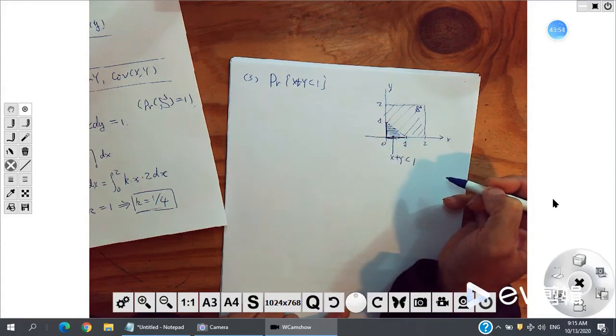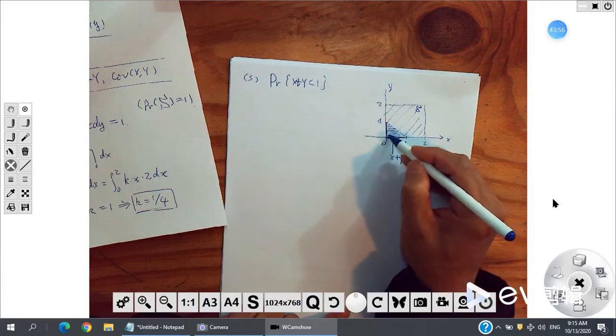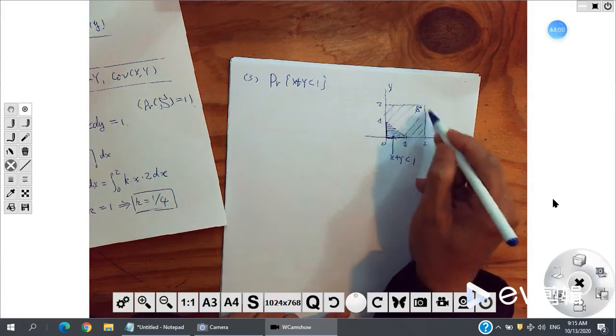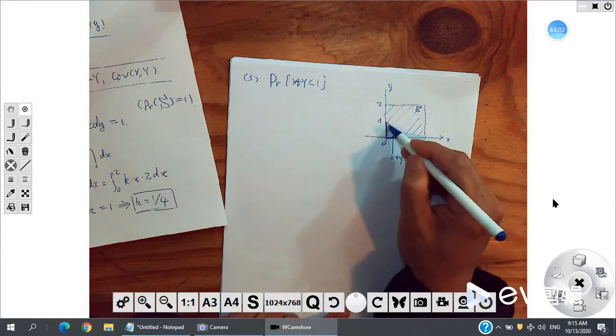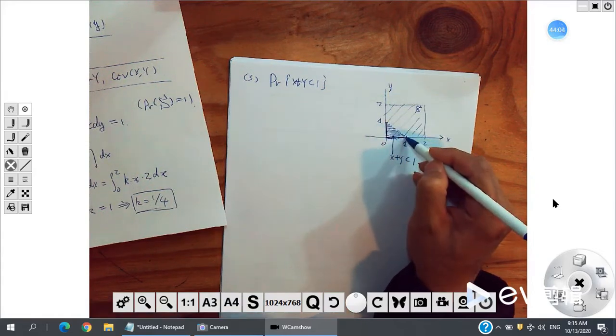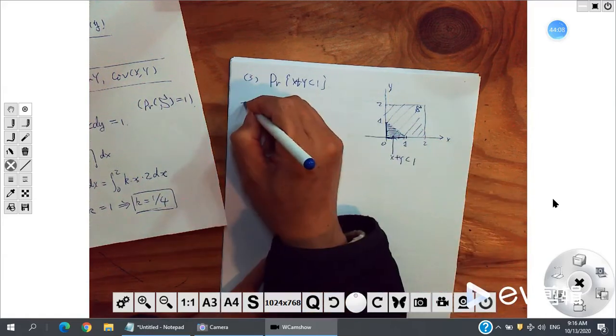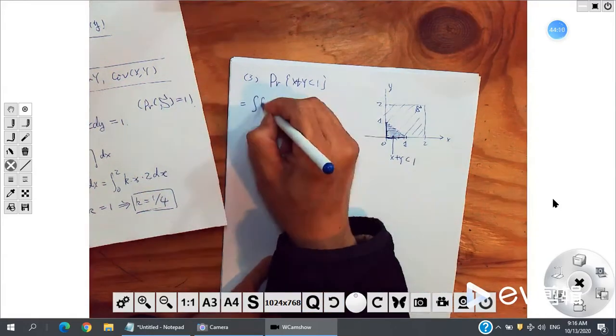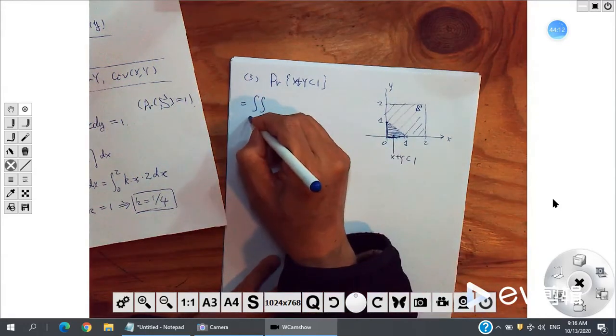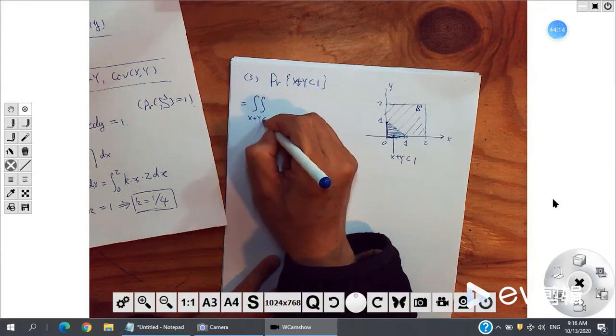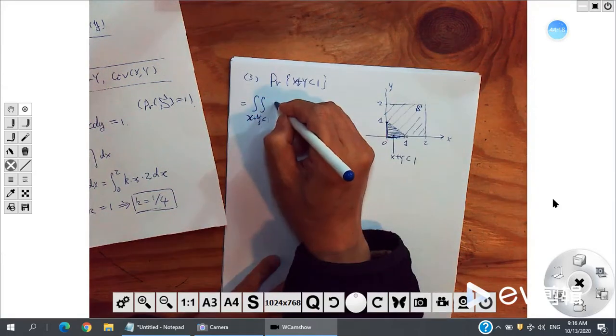So you can think this is the event, and this is the sample space. You have the event, and you want the probability of this event. Now, how to do it? Like before, we do an integral. Here x plus y is smaller than 1, with lowercase x and y smaller than 1. Here's the density function.